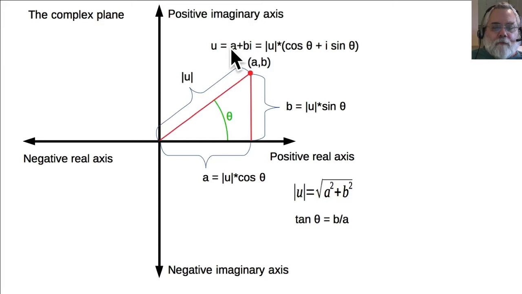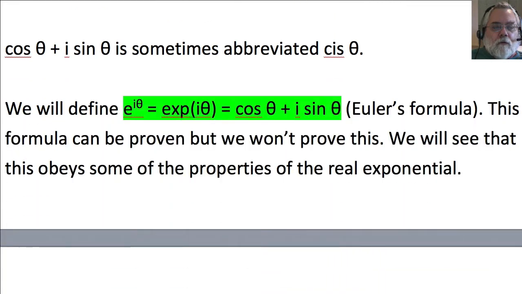So we could rewrite a plus bi as this a plus this b times i. And they both have a common factor of magnitude of u, so we could take the magnitude of u out and we end up with u equals the magnitude of u times cosine theta plus i sine theta. The tangent of theta will be b over a, but we have to be careful because theta could be in any of the four quadrants. And so we can't just take theta equals arctangent of b over a. Cosine theta plus i sine theta is sometimes abbreviated cis theta, where cis is just an abbreviation for cosine plus i sine. No magic there, it's just words, an abbreviation.